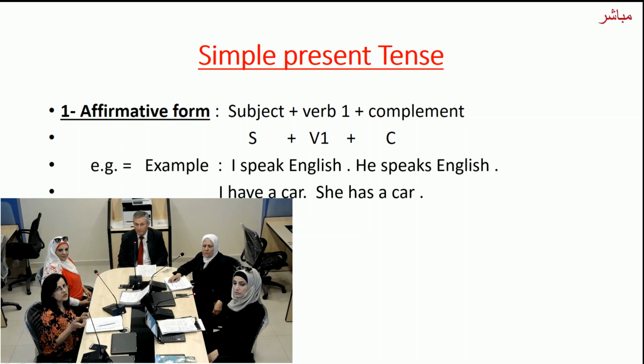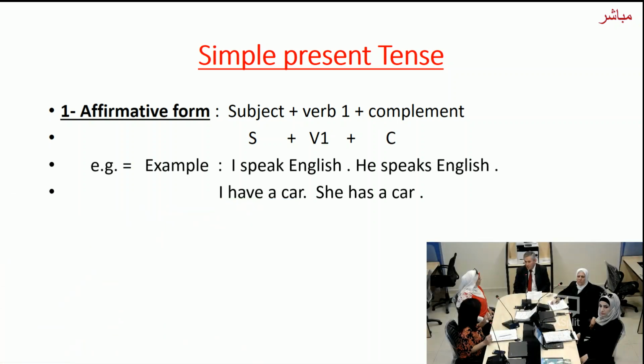I have a car, she has a car. So for the verb to have, has goes with he, she, and it. Yes. Next.